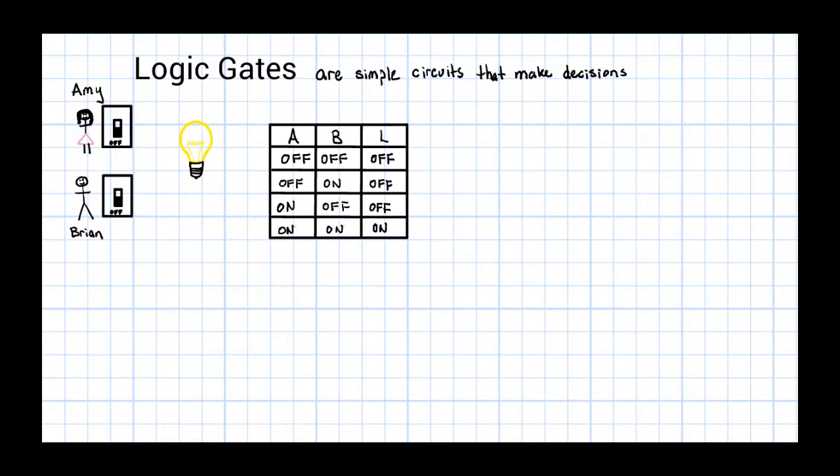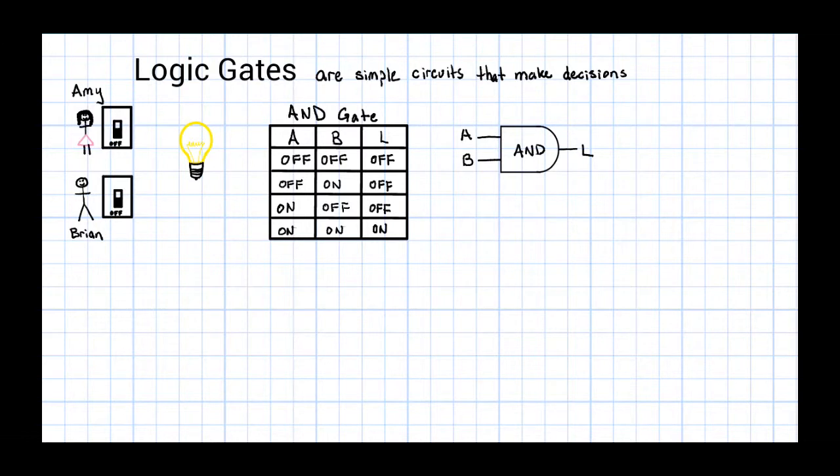Did you notice how I used the word AND? The situation I just described is called an AND logic gate. The light bulb will be off all the time unless both Amy and Brian have their switches on. Here's the symbol we use when we want to draw an AND gate.